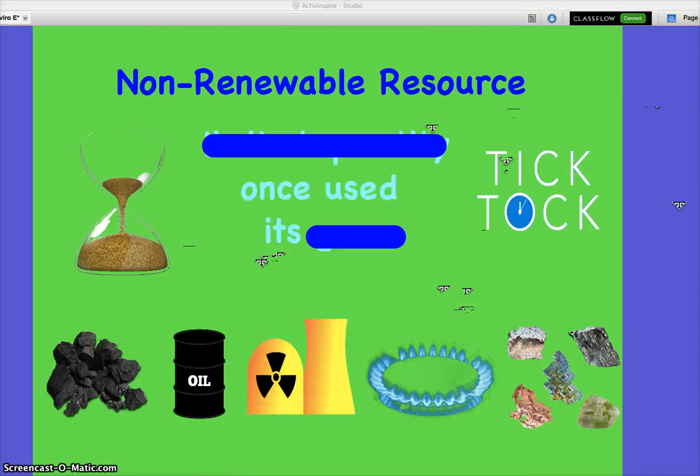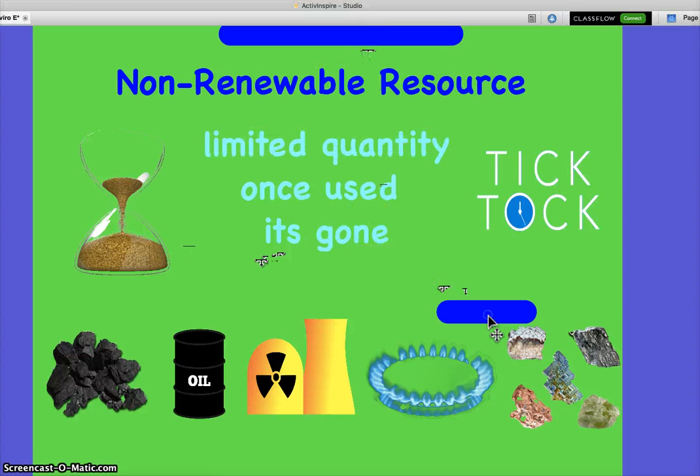So what does it mean to be a non-renewable resource? You can only use it once. Good. I love that answer. Once you use it, it's gone. You can only use it once. Can it replenish? Yes. Probably not in our lifetime because they're non-renewable. They take a long time to renew or reappear, let's say. But whatever we use, once you use it, it's gone.